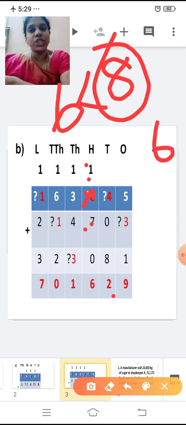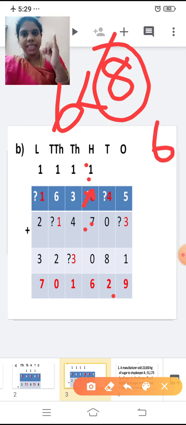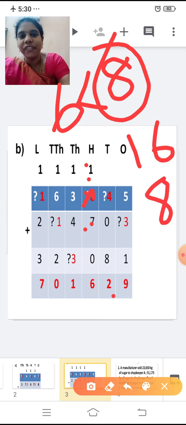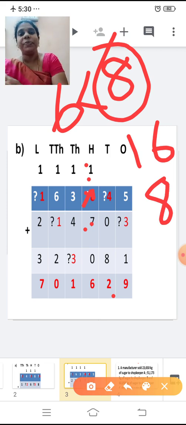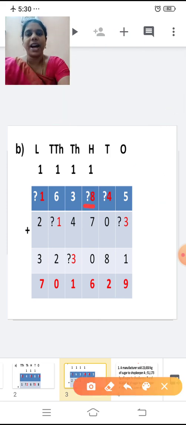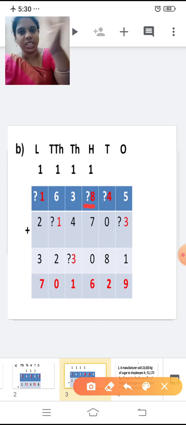With 8, what number I should add now? After 8, 9. Unit place is 6? No. 10, 11, 12, 13, 14, 15, 16. I got 16. So how many digits I've added? 8. With 8, if I add 8 more to it, I'll get the sum as 16. So what number I should write it here? 8. So write 8 here. Understood, children? Next move on to the thousands place.